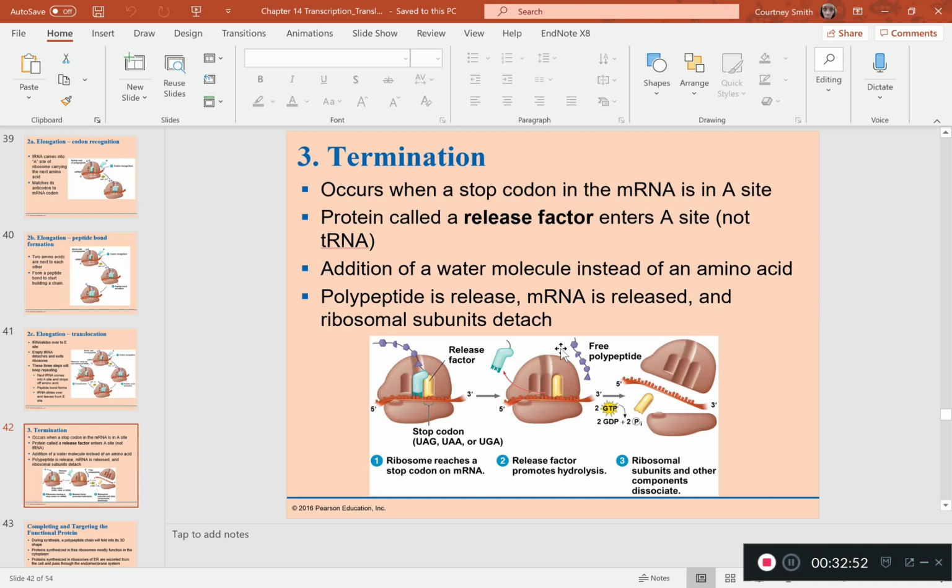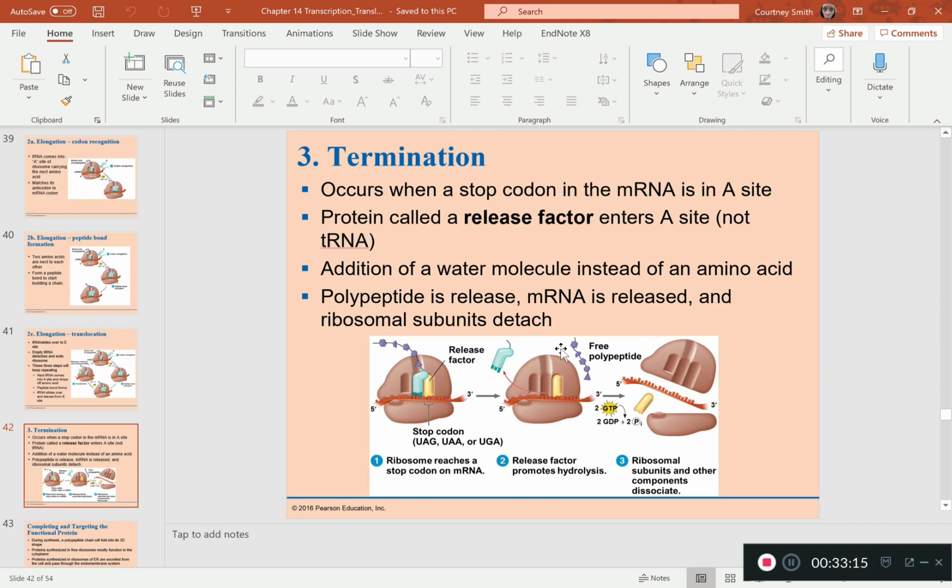They are UAA, UAG, UGA. So you definitely need to know those 3 codons in terms of termination. But what's going to happen is that it will come across one of those codons. It doesn't matter which one, but it will come across one of them. And then it will cause a chemical reaction which will make the ribosome subunits fall off.